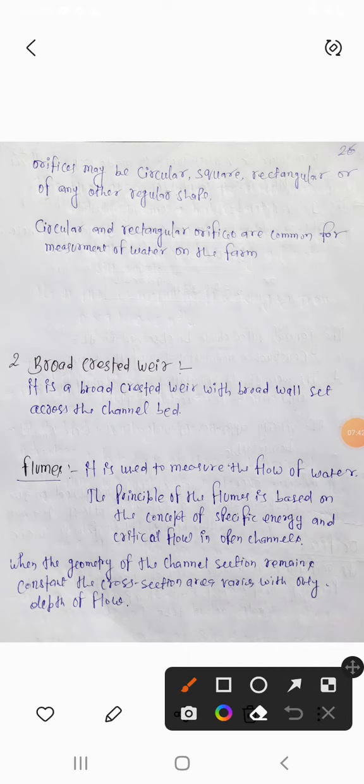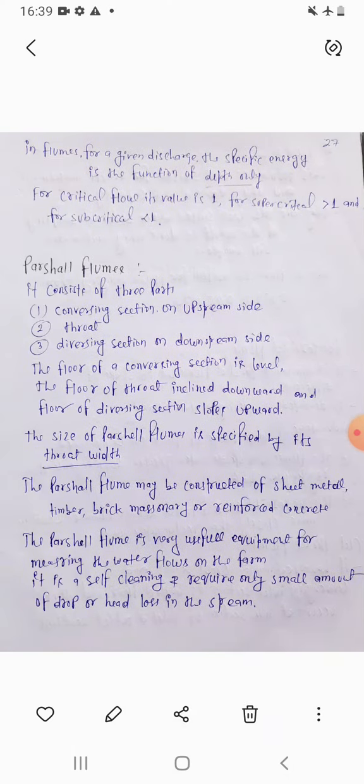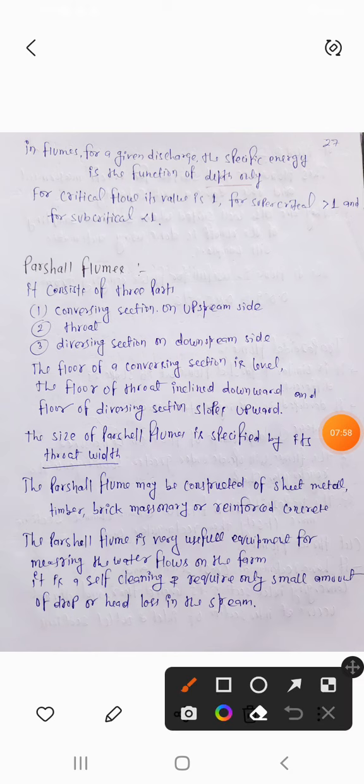When the geometry of the channel section remains constant, the cross-section area varies with only the depth of flow. In a flume, for a given discharge, the specific energy is a function of depth only. For critical flow, the Froude number value is 1, and for supercritical it is more than 1, and for subcritical the value is less than 1.